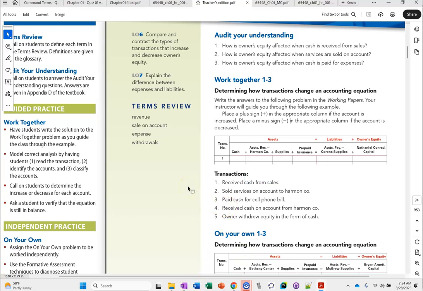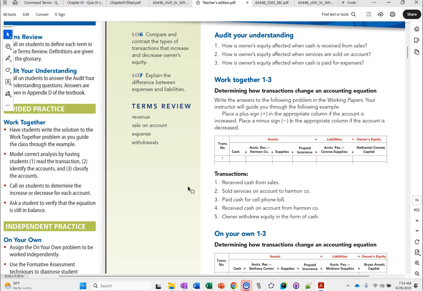So we're going to look at the 1-3 work together to start. What I'm displaying is from page 22 in your textbook. If you have your textbook with you, you want to look at that. The directions say, write the answers to the following problem in the working papers. Your instructor will guide you through the following example.